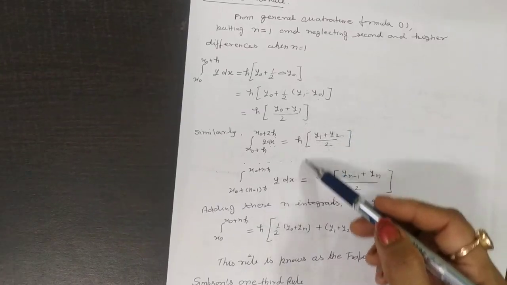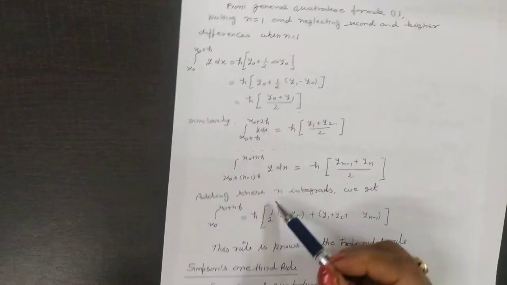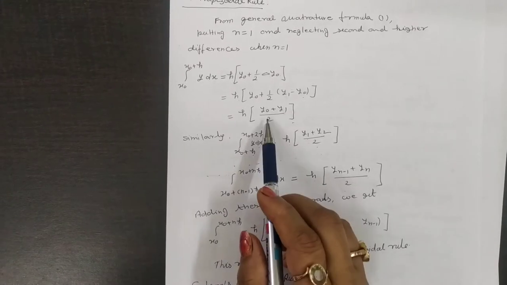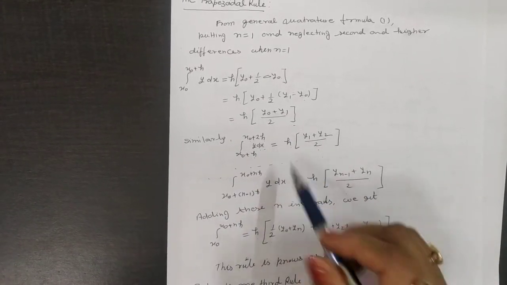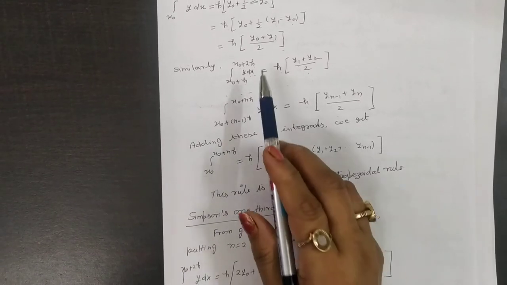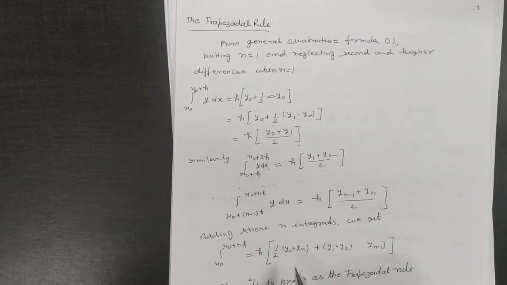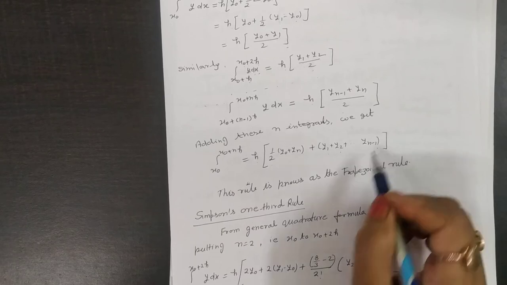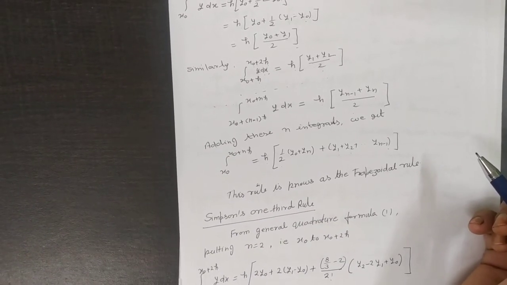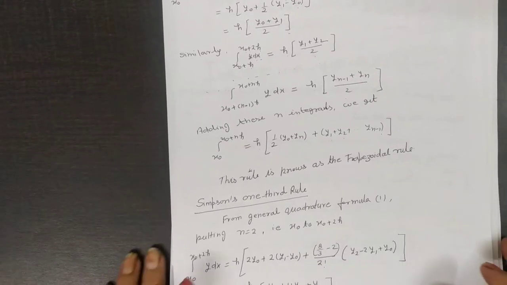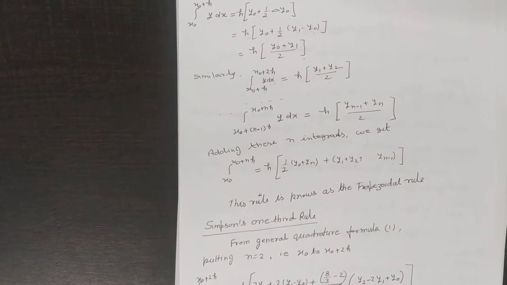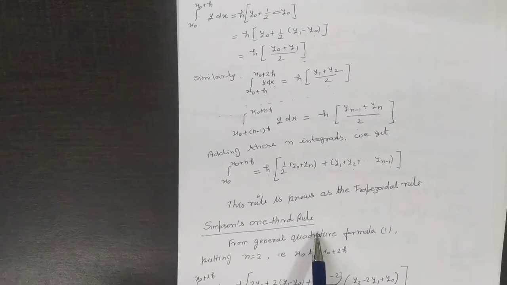Adding these integrals, 1 to n, we get h times half of y0 plus yn, plus y1 plus y2 plus up to y(n minus 1). This rule is known as the trapezoidal rule. Yes, I think you have cleared it. Also, I have explained it earlier, so if you go through it in this form, then you can clear it. Okay, next is Simpson's one-third rule.